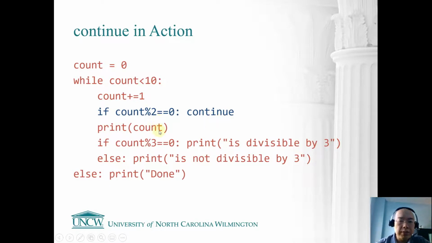We print the count, which is 1, and then if 1 mod 3 is a 0, we print it's divisible by 3, but it's false, so we are going to print it's not divisible by 3. So that is the round with count as 1. But in the next round, when we increase the count again, we have 2, right? And 2 mod 2 will be a 0, so continue. This means the current round of the iteration is over, but we are going to resume in the next round. In the next round, count increased by 1 again, count will be 3, so count mod 2 is 0 is false. We won't trigger continue, so we move on.